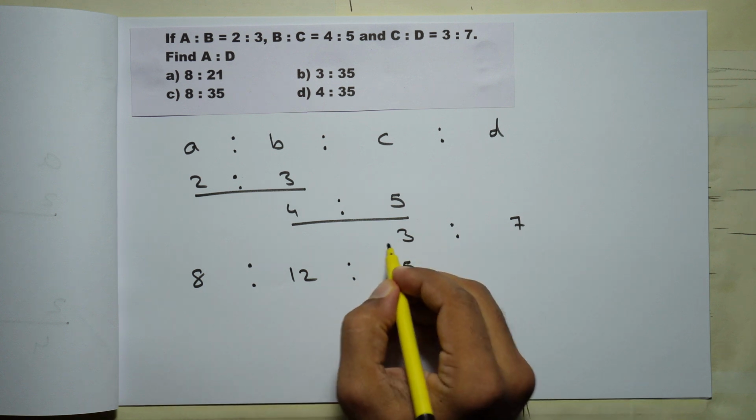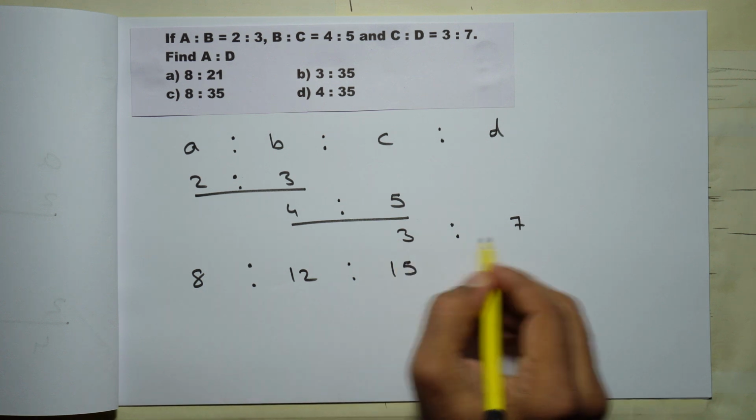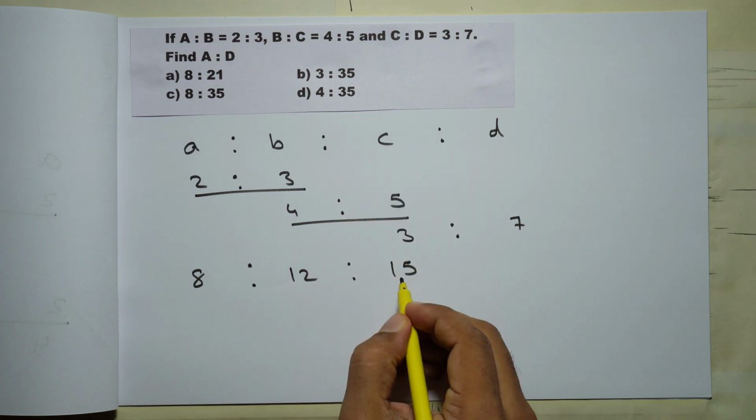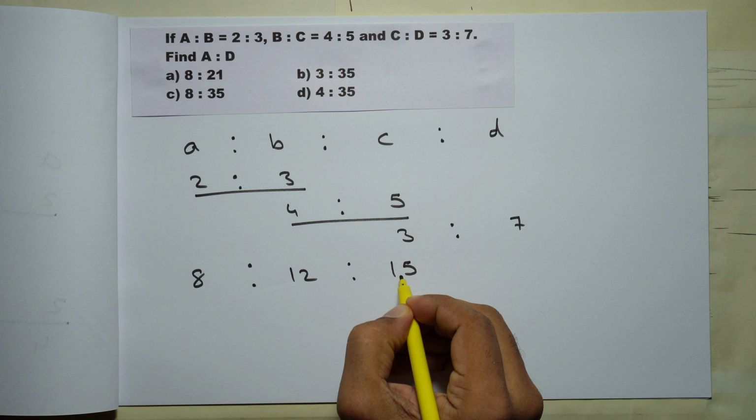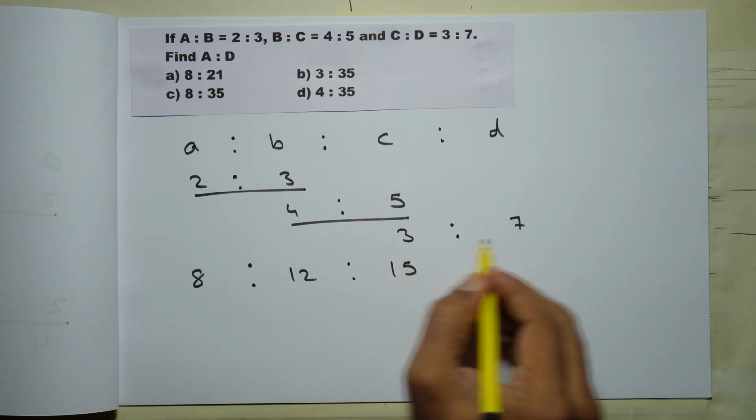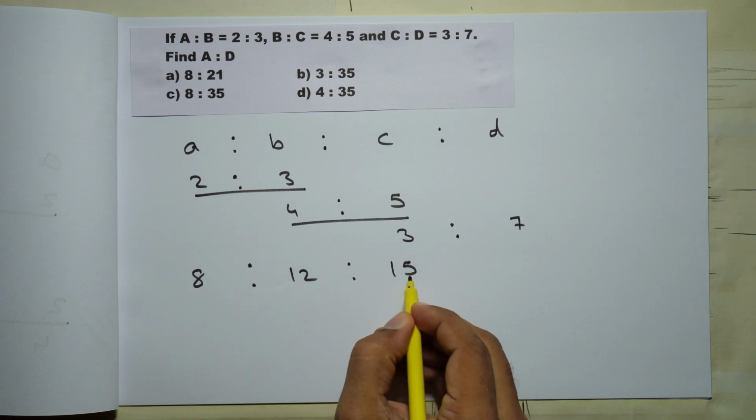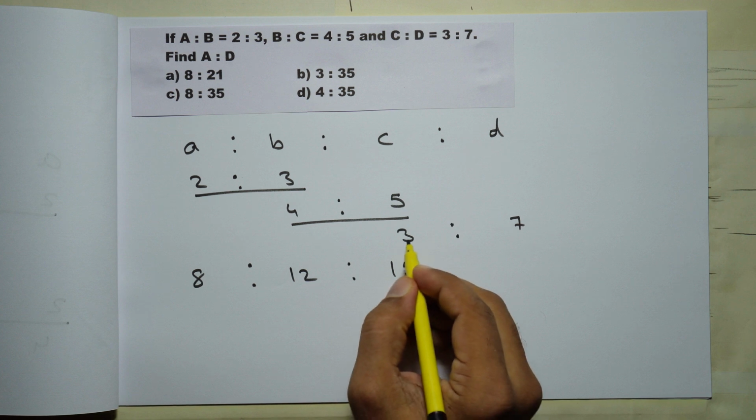Now we have two ratios, A is to B is to C and C is to D. So we need to combine these two ratios. Now to combine these two ratios, the first step is to assign a particular value for C. The reason why we have chosen C is because C is common to both the ratios. C is there in this ratio, C is to D. It is there in this ratio also, A is to B is to C. So we have to choose a value for C.